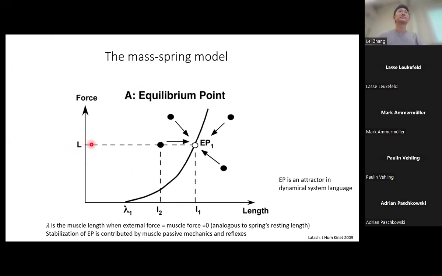Essentially on the entire curve, the curve describes where the forces are. Each point on this curve is an equilibrium point, depending on the external force. If you don't have this force, the equilibrium will be here, right? If the external force is 0, you will have this point. And if you have a different external force, you will have a different EP position. In this case, if your external force is L, then it defines this EP position. So it depends on the external force.